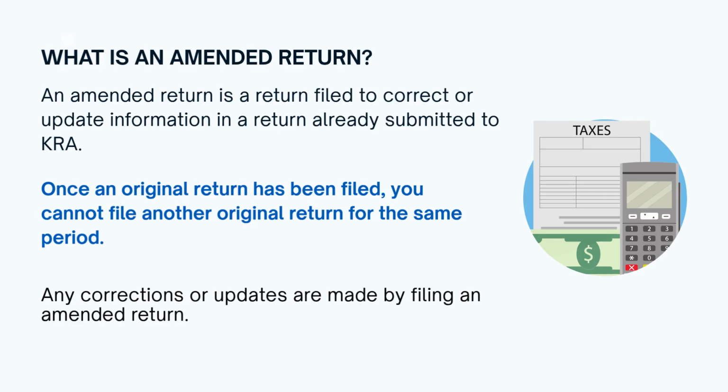So what is an amended return? An amended return is a return that you file to correct or update information in a return that you have already submitted to KRA. So once you have filed your original return, you cannot file another original return for the same period. If you need to make a correction or an update of the information you have submitted, you do this by filing an amended return.